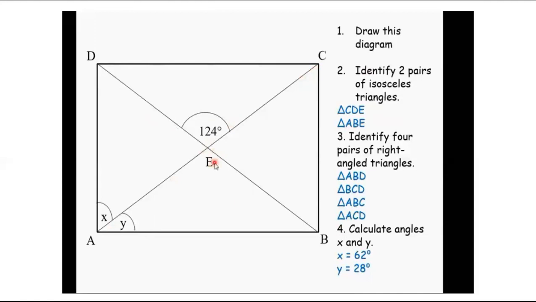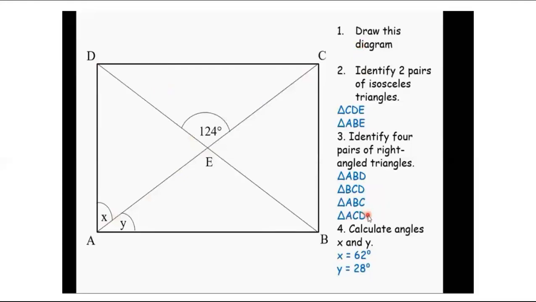If we have to identify four pairs of right angle triangles, we can see this triangle A, B, and D. This completes as a right angle triangle, BCD, ABC, and ACD. So there are four right angle triangles.